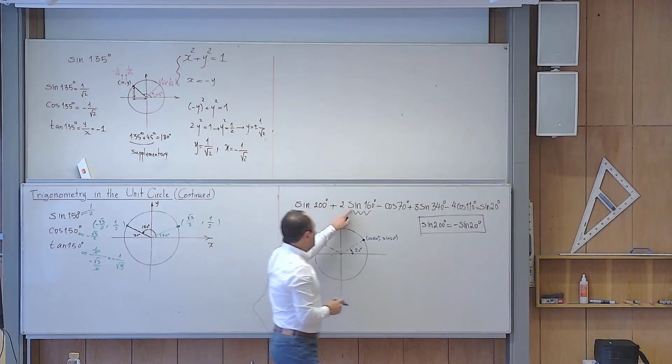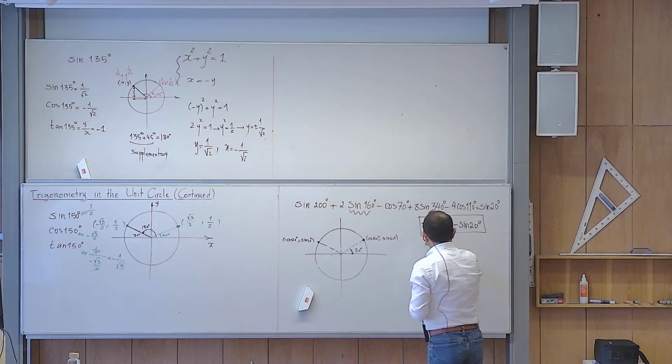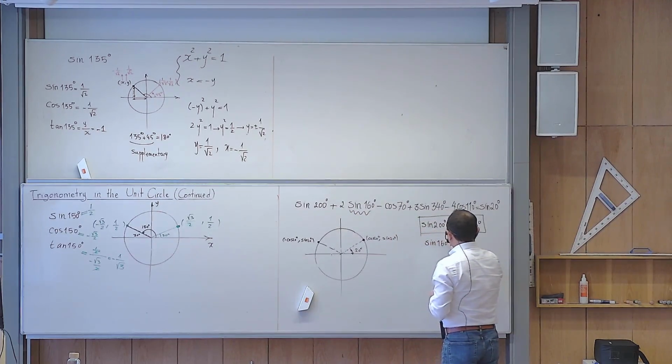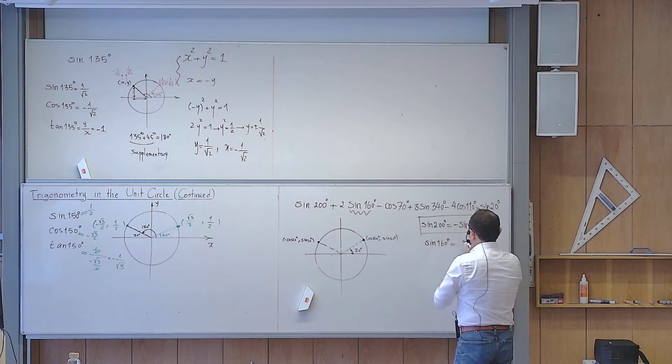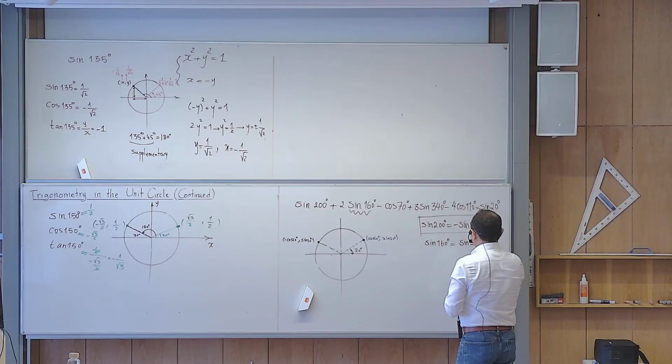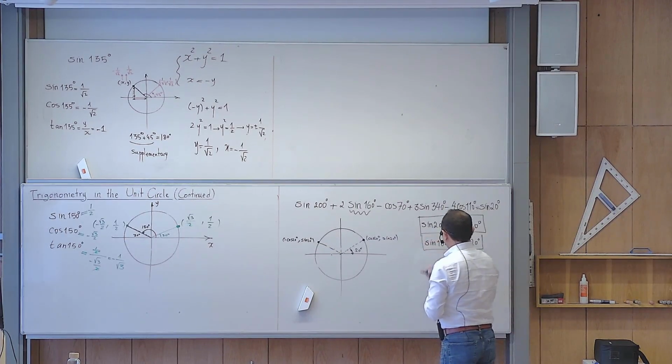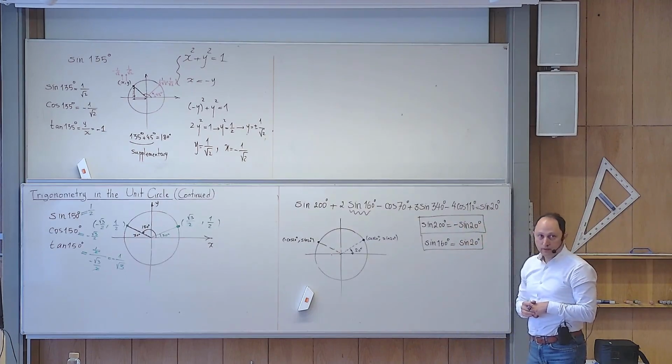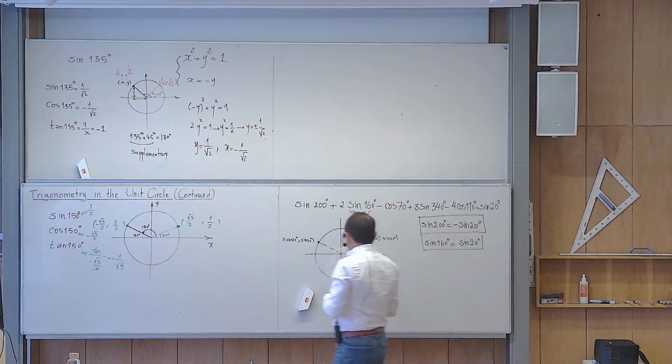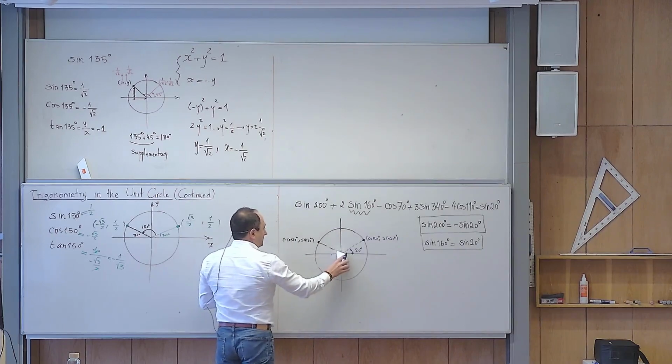Now, if I ask you what is sine of 160 degrees, you will tell me, I don't know the value, but I know it is equal to sine of 20 degrees. What the value is, we don't care. Yes? Okay, cosine 70 degrees.